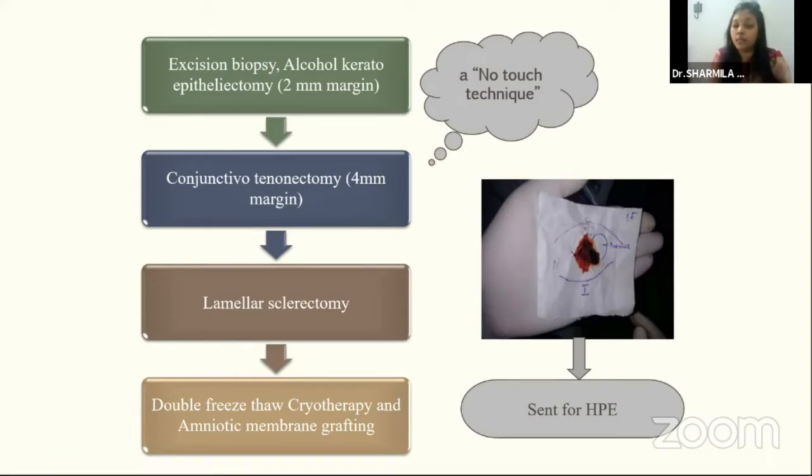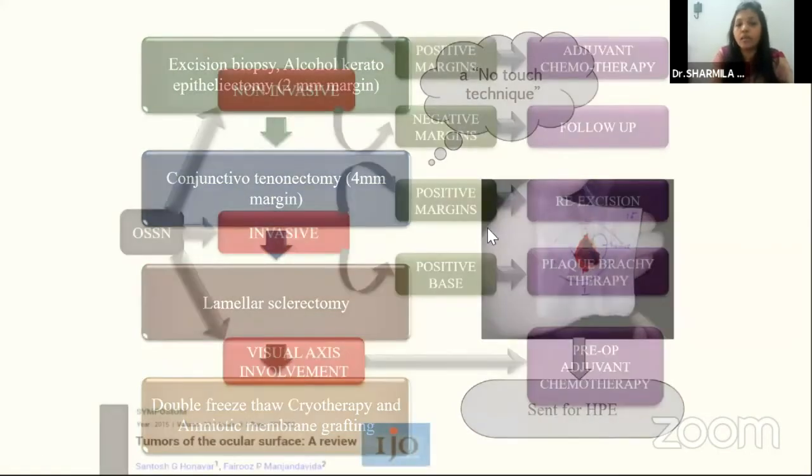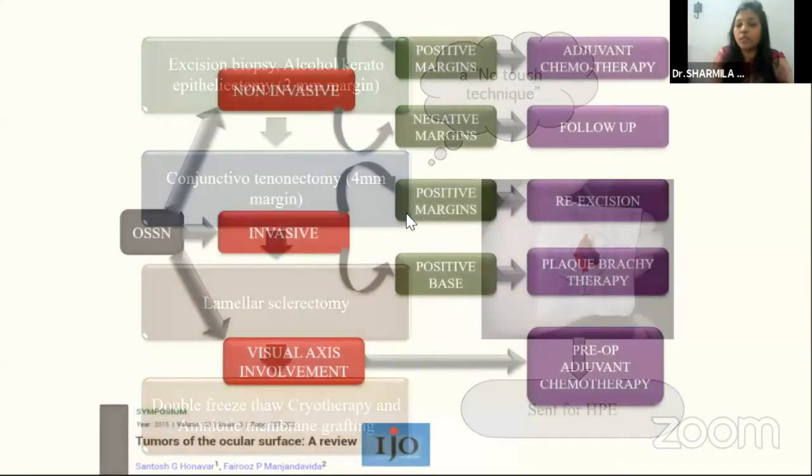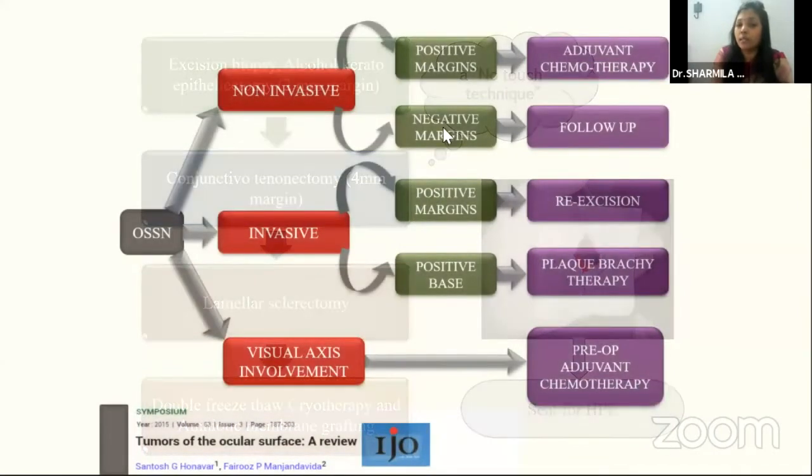And it's proven that this technique can actually prevent recurrence, and you cover the ocular surface with an amniotic membrane grafting. This is how you send it for a histopathological examination. You draw the diagram and you lay the tissue on the diagram, so the pathologist can give you whether the margins are positive or the margins are negative.